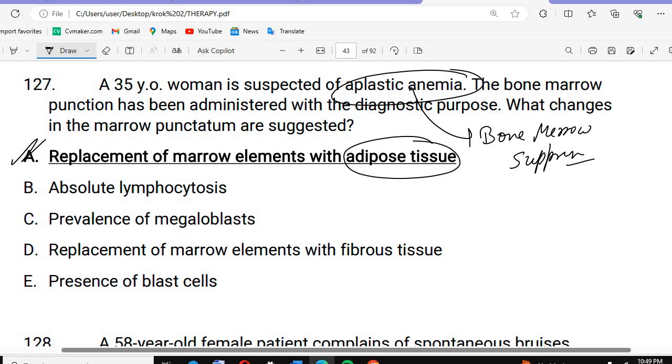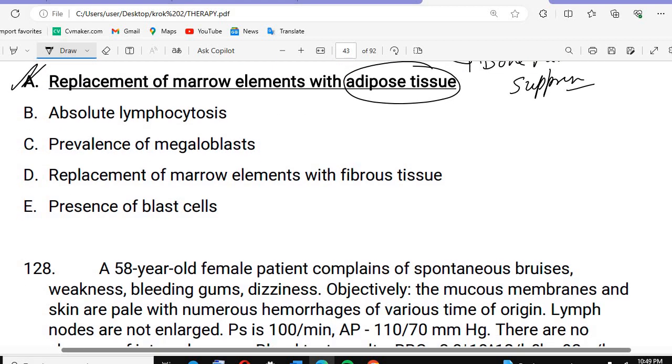The bone marrow will not be able to produce white blood cells or red blood cells. So what are the changes in the marrow puncture? Because the marrow elements have been replaced with adipose tissue, it is not able to form platelets, RBCs, or WBCs, that is, leukocytes and erythrocytes. Platelets will not be formed.